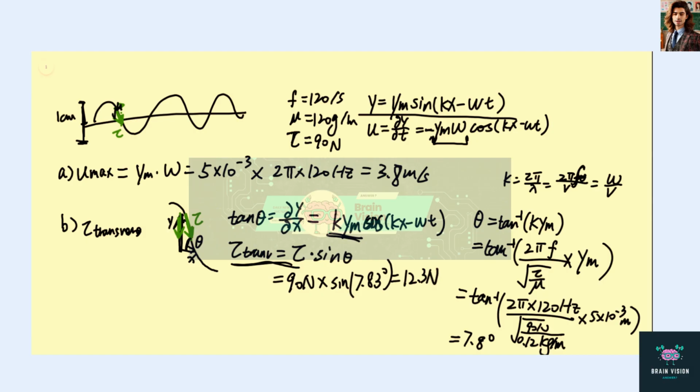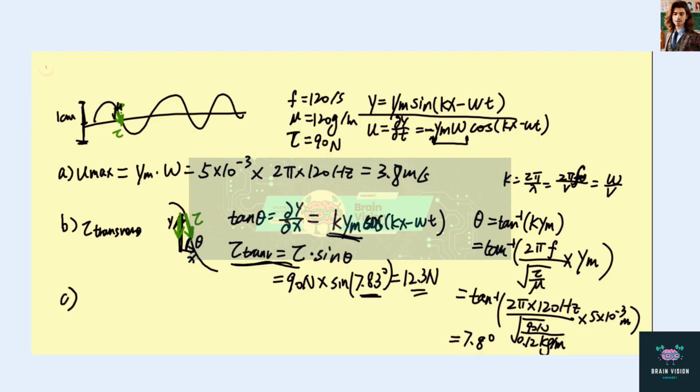So we see that here, sine theta and tangent theta don't differ that much, because theta is very small.